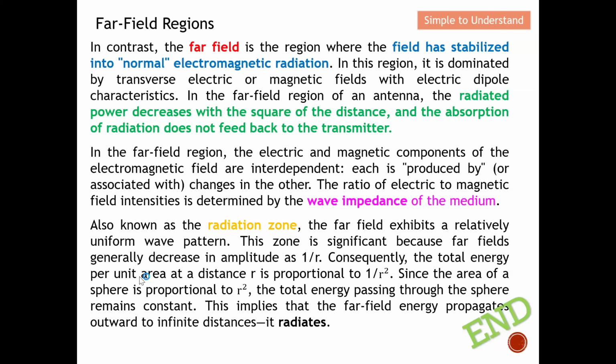The total energy per unit area at a distance R is proportional to 1 over R squared. Since the area of a sphere is proportional to R squared, the total energy passing through the sphere remains constant. This implies that the far field energy propagates outward to infinite distance, which means that it radiates. So from here you can see that under this far field, the key thing is how to radiate the energy further and further away. In this video, you learned how to determine when the antenna falls under near field or far field region.